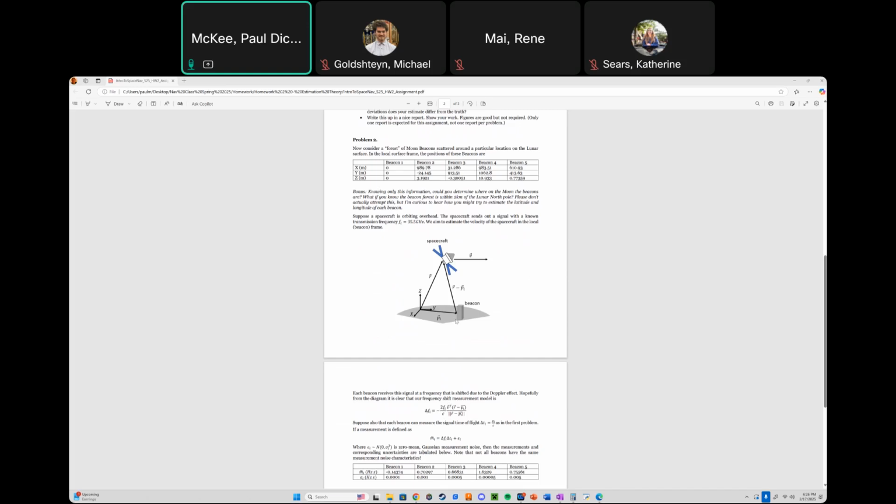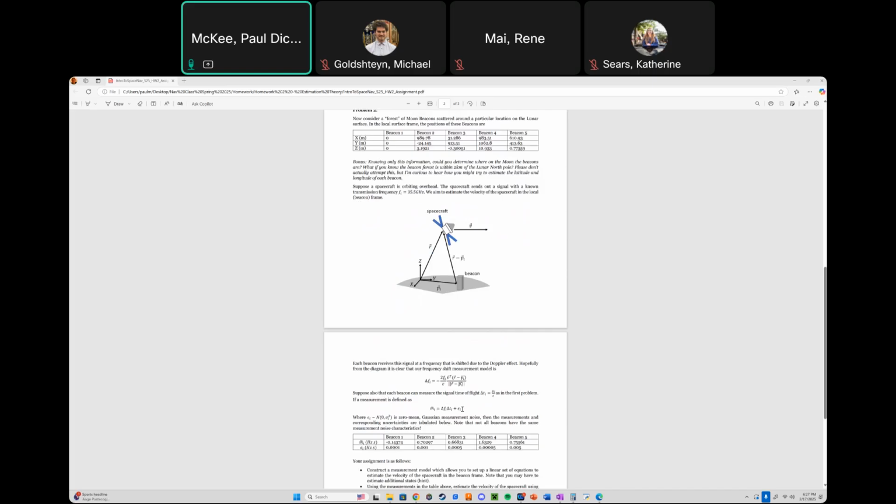In the one-dimensional problem, what you have is your velocity scaled by -2 transmission frequency over c, and that gets you delta F. In 3D space, it is the projection of velocity onto the line of sight from the beacon to the spacecraft. So the beacon is not going to measure the spacecraft's velocity. It's going to measure the component of the velocity that is directly towards or directly away from the spacecraft. So I give you this measurement model, and I do this because the math works out a little bit more mercifully when we do it this way.